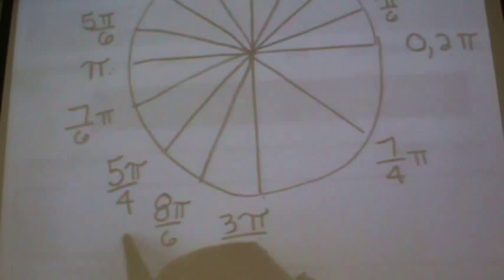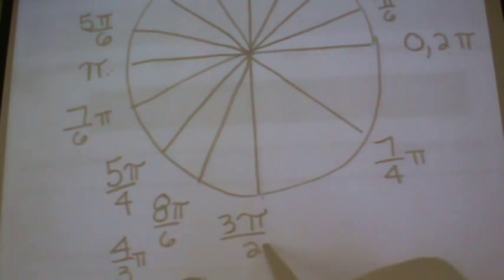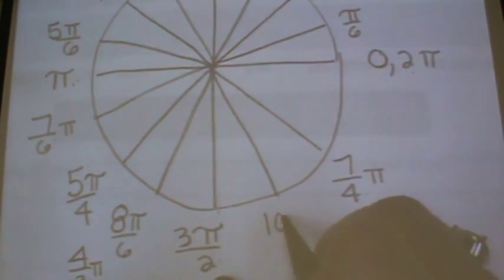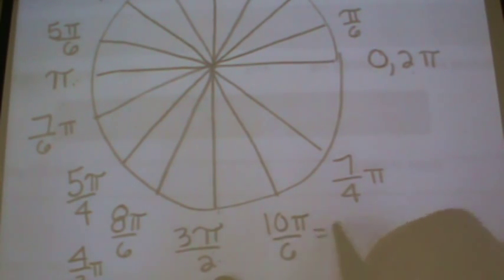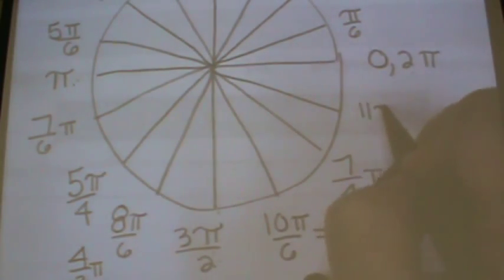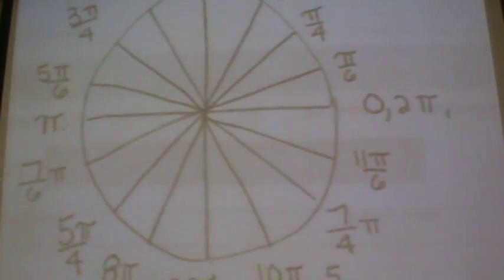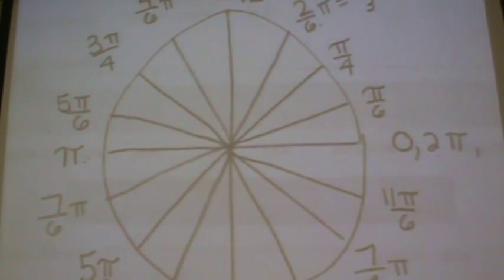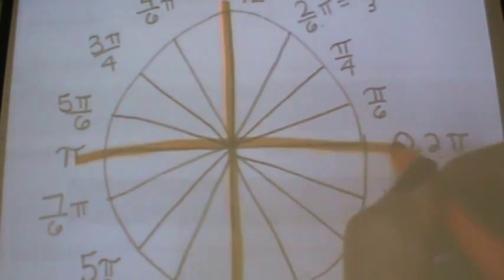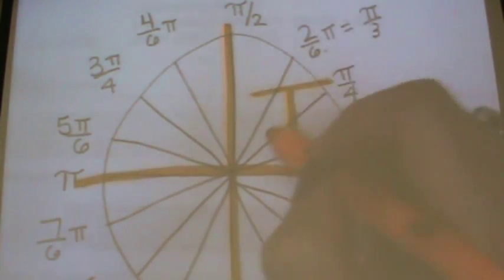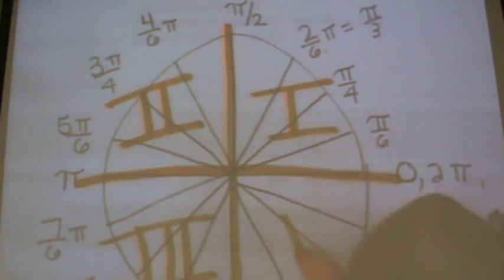You can reduce these by 2. You get 4/3. 9/6. What's another name for 9/6? 3/2. 10/6. What's another name for 10/6? And 11/6. And this is going to be 12/6 or 2 pi. Okay? So now, here's your circle. All of the angles in this are quadrant 1. These are quadrant 2, quadrant 3, and quadrant 4. Got it?